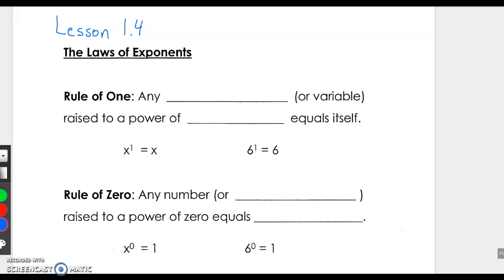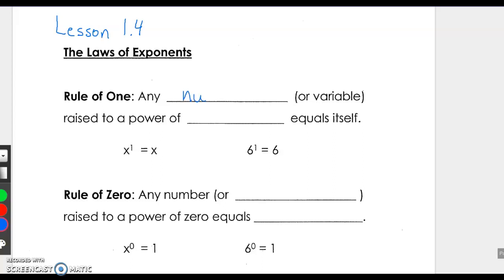Now, the first part of today's lesson is on the rule of 1 and the rule of 0. Good news, I think, is that they're really easy. The problem is a lot of times when things are really easy, we think we're doing them wrong. So make sure you're paying close attention here and don't overthink it.